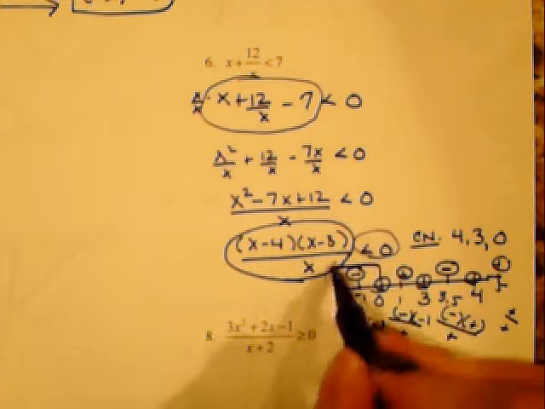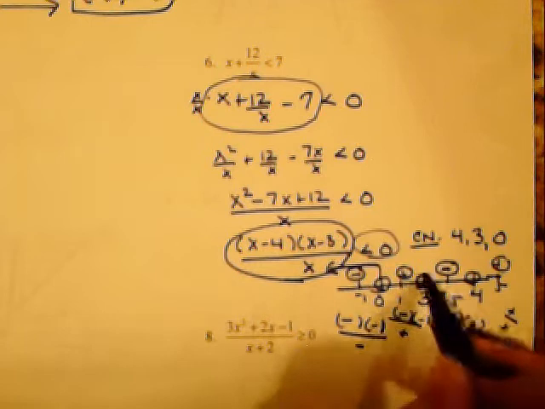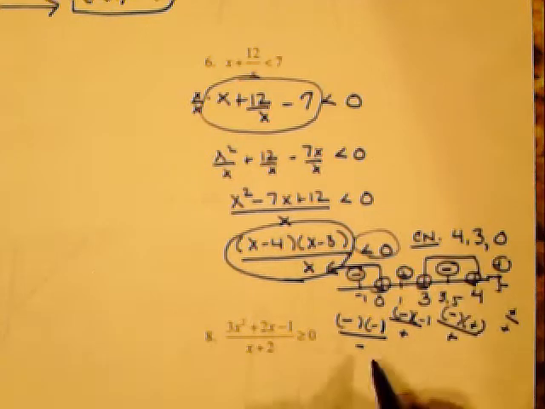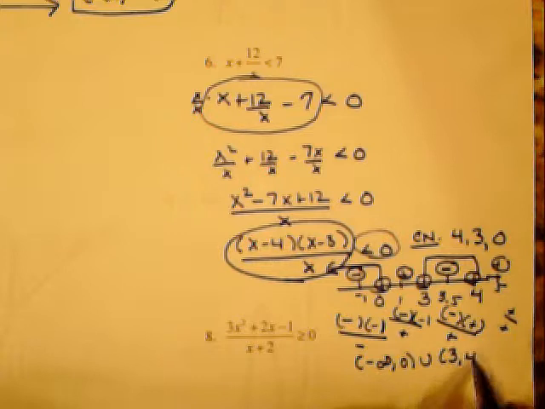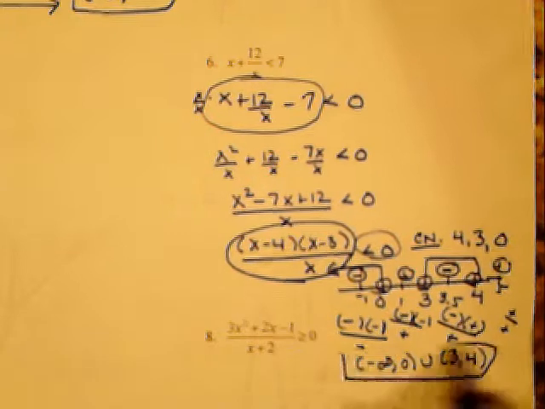So again, I know less than 0 is negative, and I know between 3 and 4 is negative. So my solution set will be all real numbers less than 0, then all real numbers between 3 and 4. So there's my solution to that particular inequality.